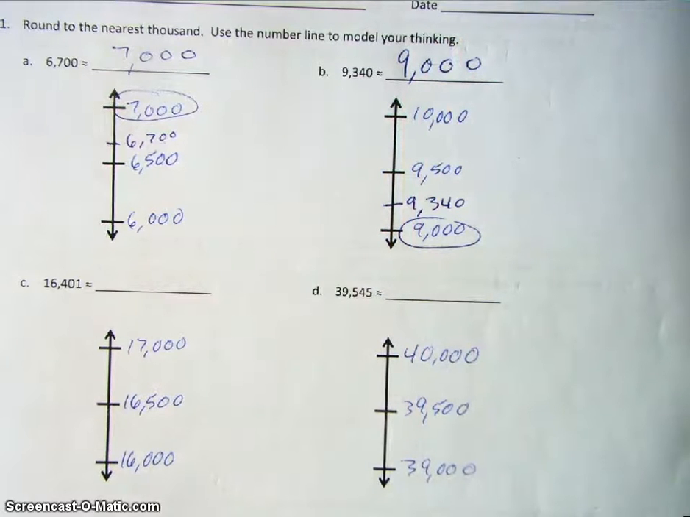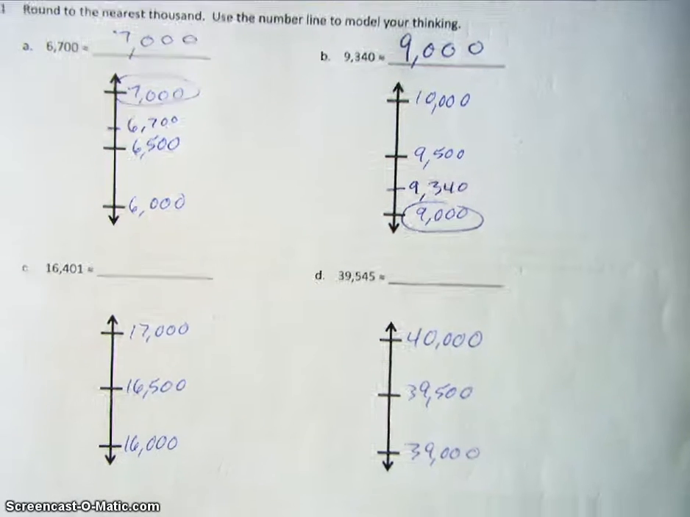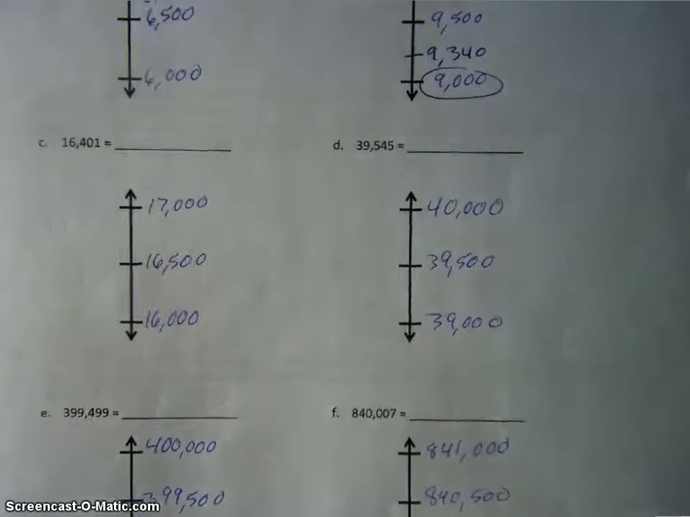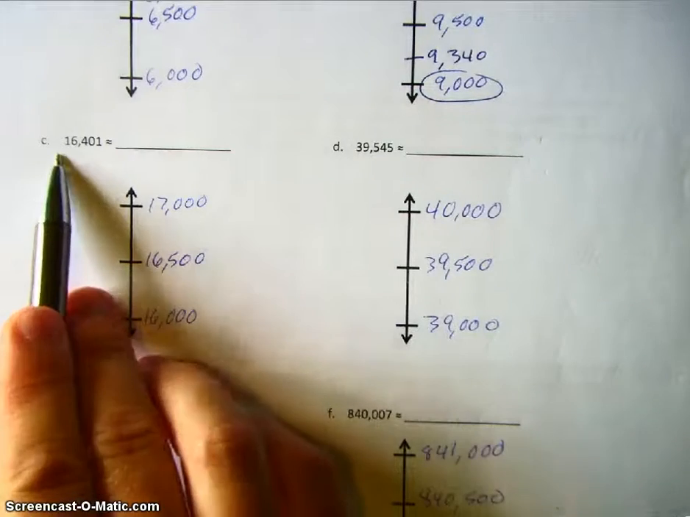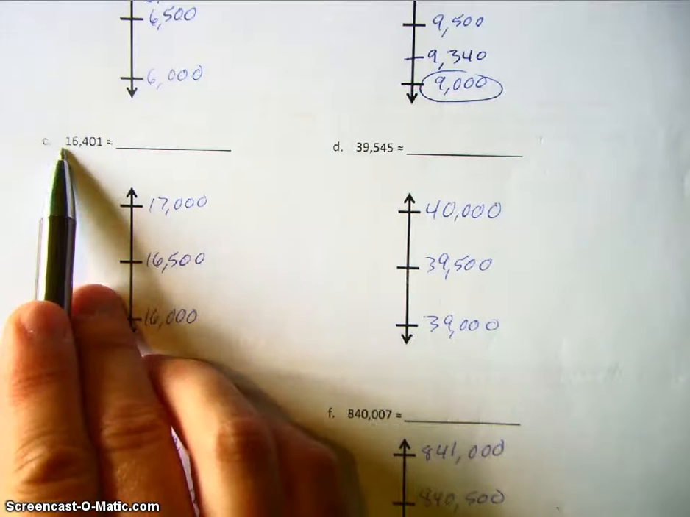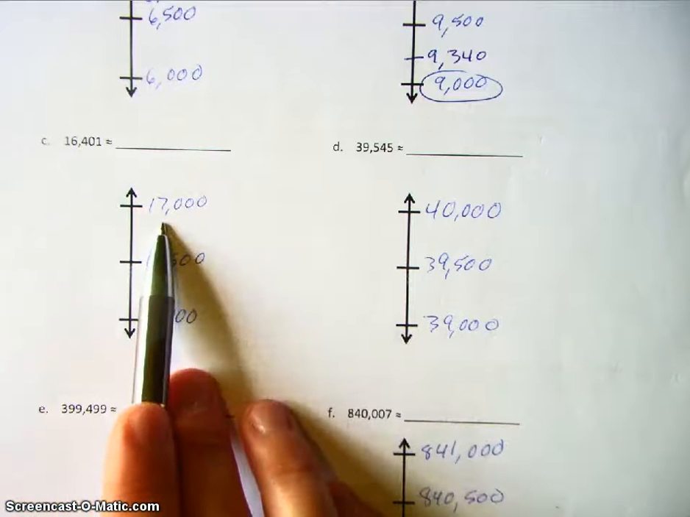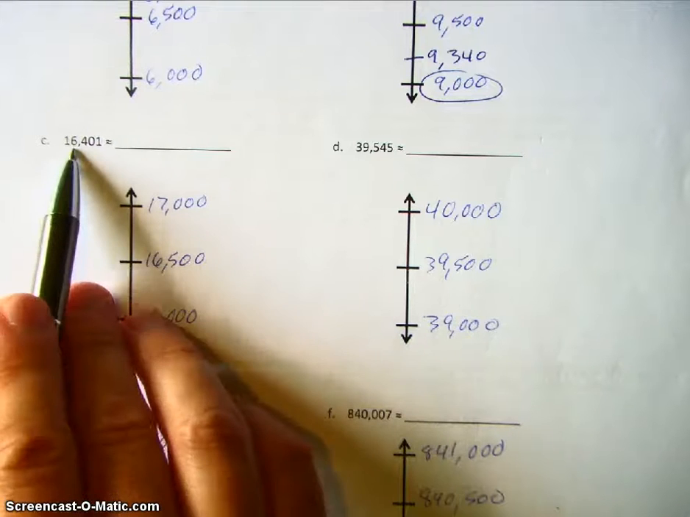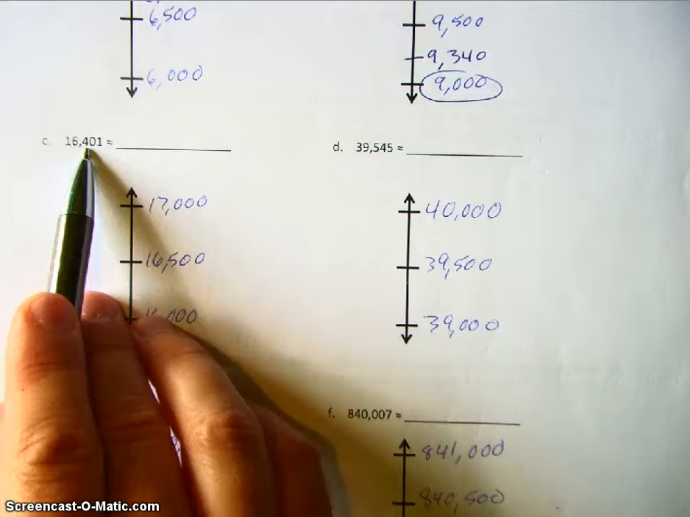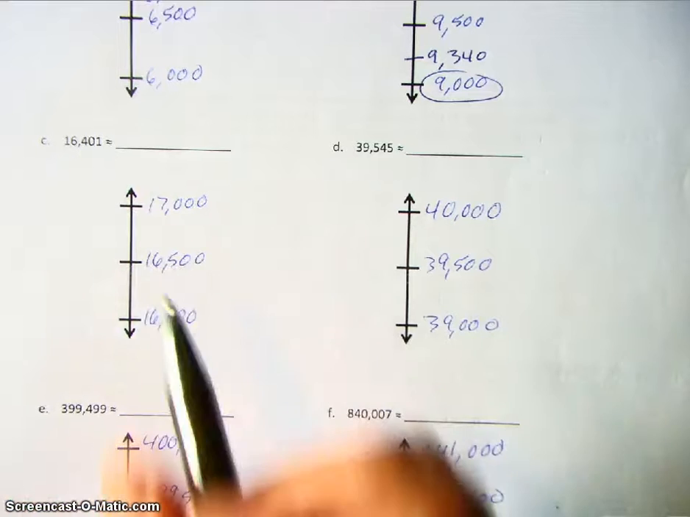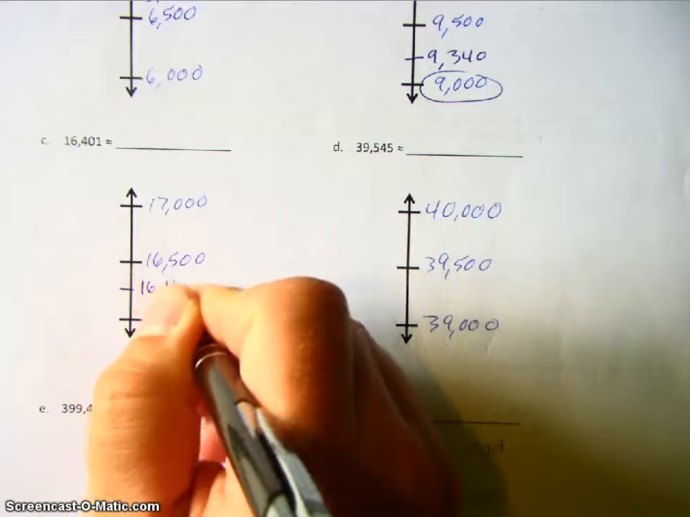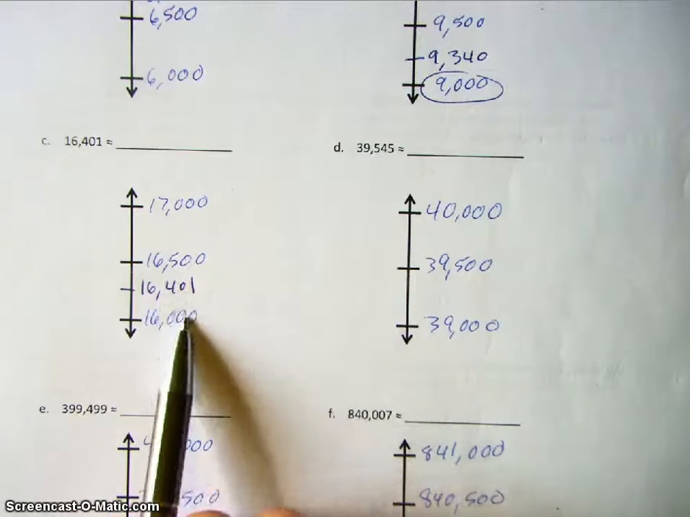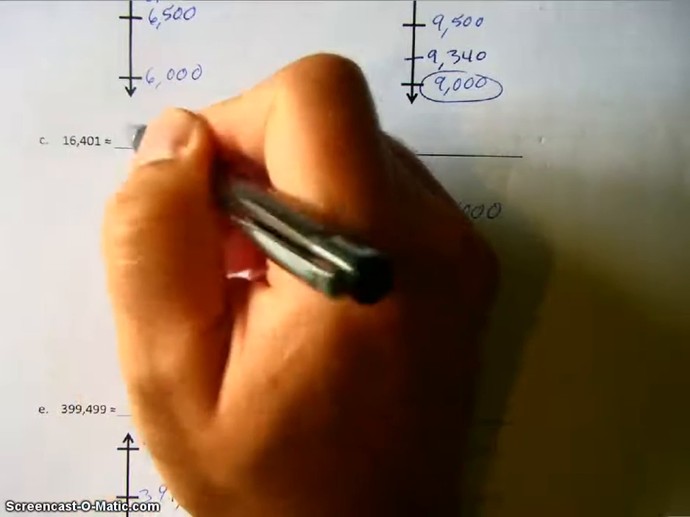For letter C, this gets a little bit trickier because we're moving over into that 10,000s place. But we're starting off with 16 thousands. One more is 17,000. So we follow the same process. We look to our hundreds place and we see a 4. Well, 4 is less than 5, so we're below our midpoint. So because we have a 4 in the hundreds place, we're going to round down to 16,000.